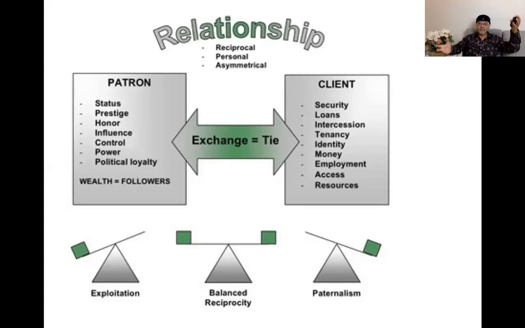And as we share the patron-client, there's give and take. There's got to be the patron giving status, prestige, honor, influence, control, power, and political loyalty must be given by the client. So then the client receives security, money, intercession, tenancy, identity, employment, access, resources. So it's got a give and take. If the patron takes more, then it becomes exploitation. If the client takes more, it becomes dependency and paternalism. It's got to be balanced reciprocity, okay? The relationship is very reciprocal, personal, and asymmetrical. And we're going to cover that this time more thoroughly. But that's what a patron-client relationship is.